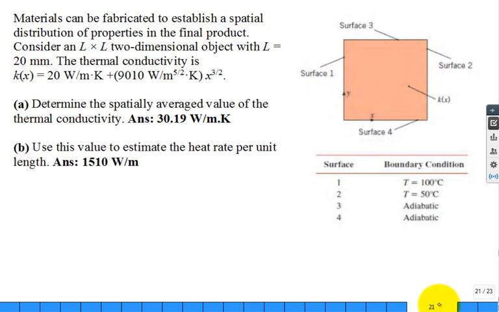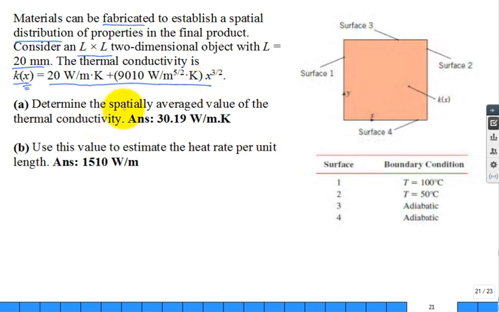All right. This one's very mathematical. Some materials can be fabricated to have a spatial distribution of properties like the thermal conductivity. So consider this L by L two-dimensional object where L is 20 millimeters, and the thermal conductivity K is a function of location x. It's just given by this equation. They curve fit it to make it look like that. So it's very mathematical. Can you do the math? That's what this problem is all about.